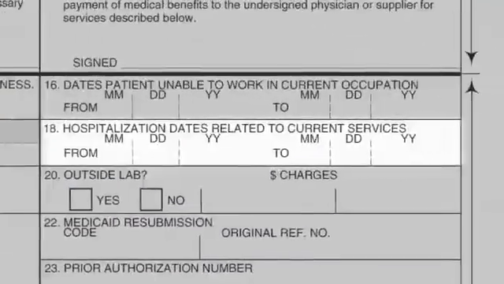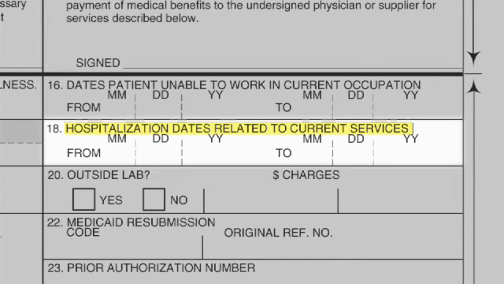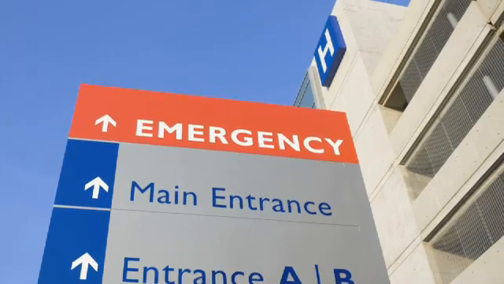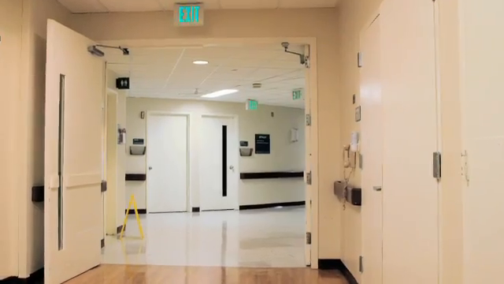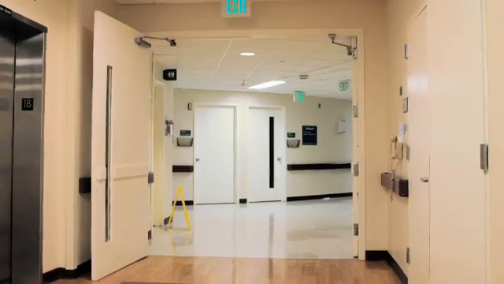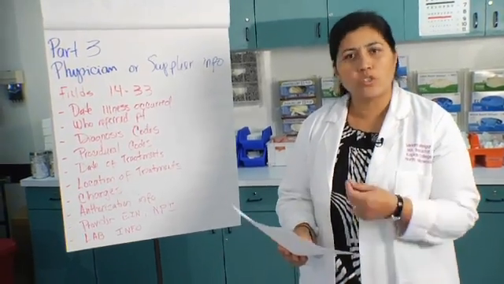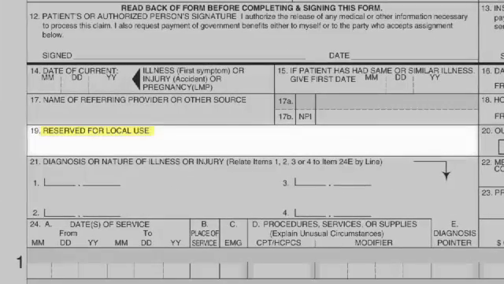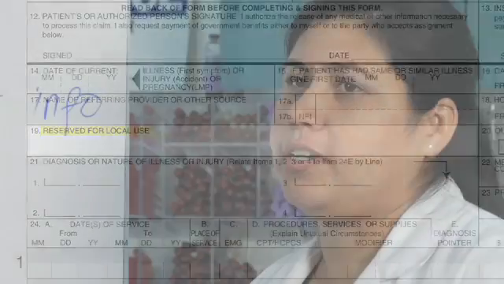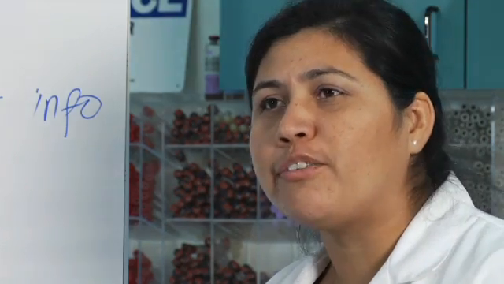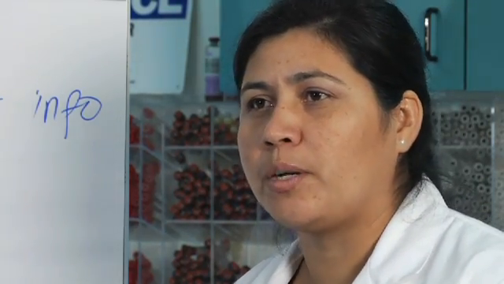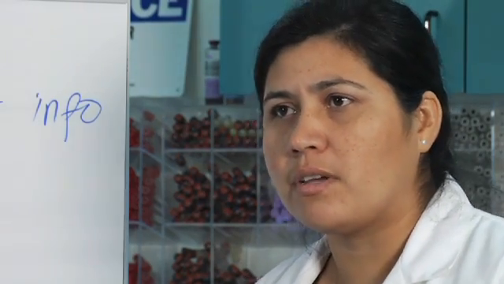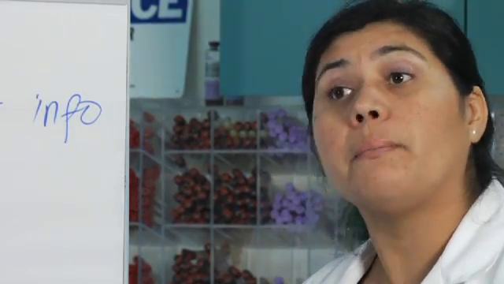Now, field number 18, hospitalization dates. Was this patient hospitalized? If the patient was hospitalized related to the condition they came in to see the physician for, then you need to indicate it. Otherwise, you don't have to put that information there. Number 19, reserved for local use. You only complete it if the payer is asking you to complete it. So again, you need to make sure what is the preference for claim submission of the payer.